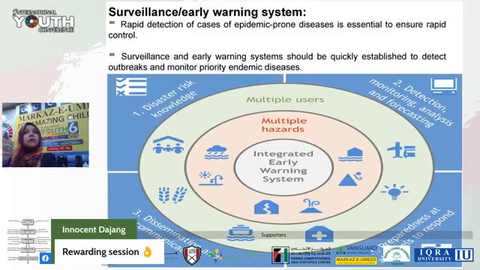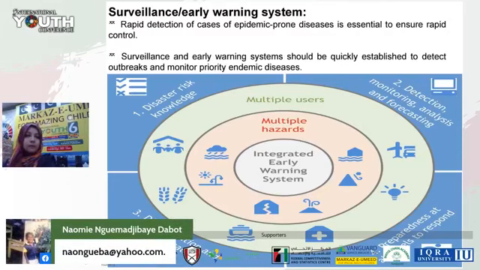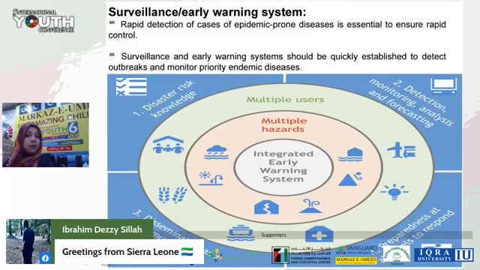And when we talk about the management of communicable diseases in any disaster situation, surveillance and early warning systems are the most important thing. Rapid detection of cases of epidemic-prone diseases is essential to ensure rapid control, and surveillance and early warning systems should be quickly established to detect outbreaks and major priority endemic diseases.